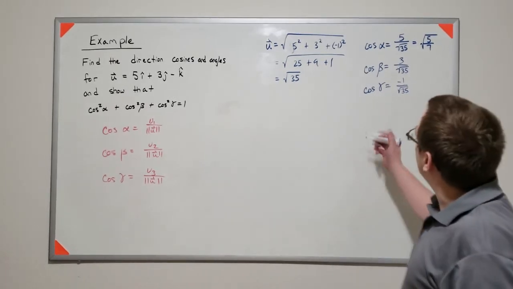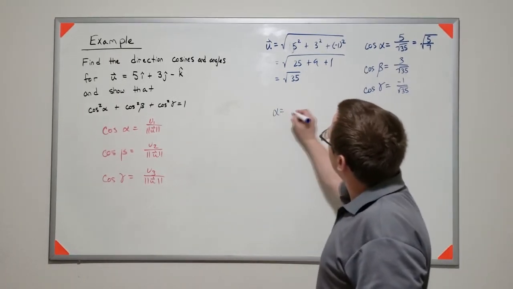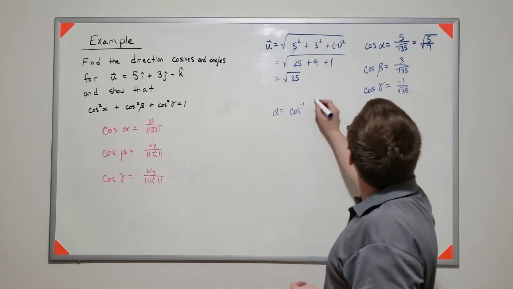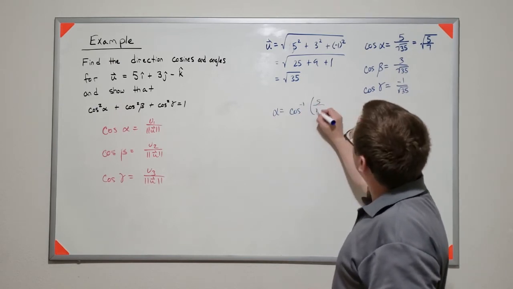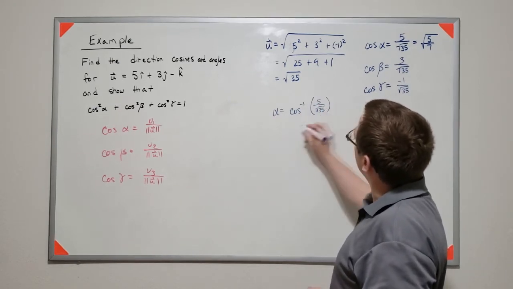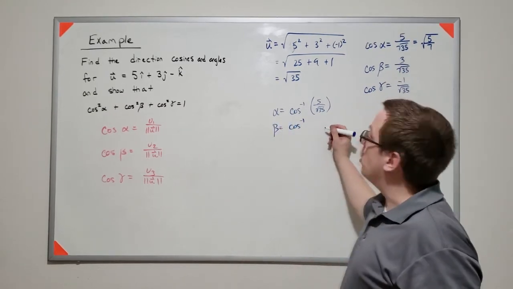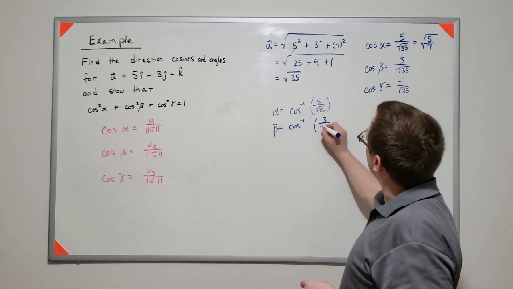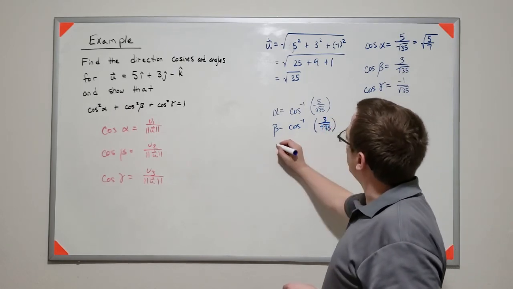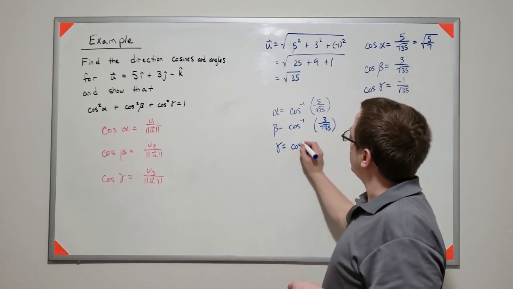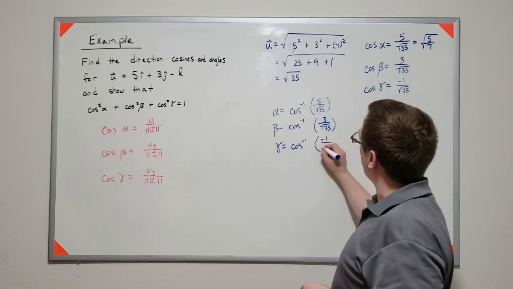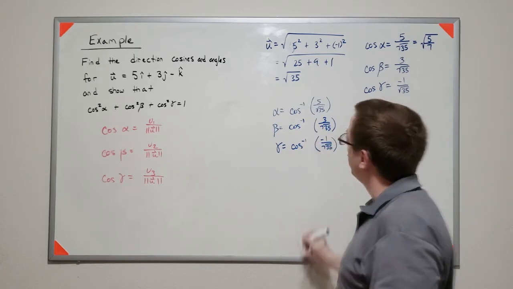So we can say that alpha is the inverse cosine of 5 over square root of 35. Beta is the inverse or arc cosine of 3 over the square root of 35. And gamma is the arc cosine of -1 over the square root of 35.